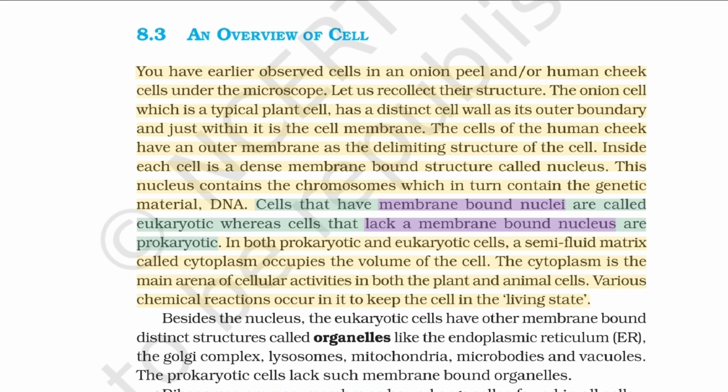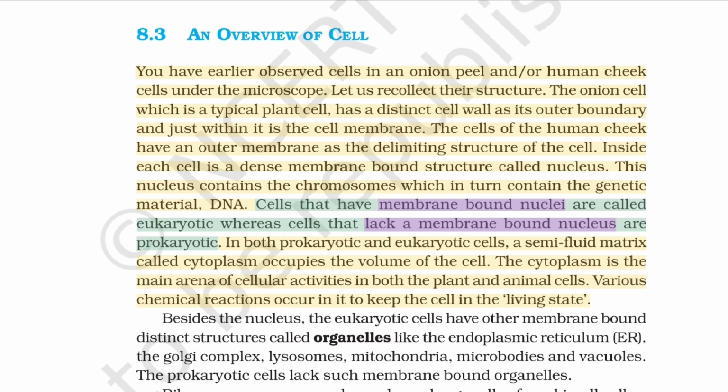8.3. An overview of cell. You have earlier observed cells in an onion peel and human cheek cells under the microscope. Let us recollect their structure. The onion cell, which is a typical plant cell, has a distinct cell wall as its outer boundary and just within it is the cell membrane. The cells of the human cheek have an outer membrane as the delimiting structure of the cell. Inside each cell is a dense membrane-bound structure called nucleus. This nucleus contains the chromosomes, which in turn contain the genetic material, DNA. Cells that have membrane-bound nuclei are called eukaryotic, whereas cells that lack a membrane-bound nucleus are prokaryotic.